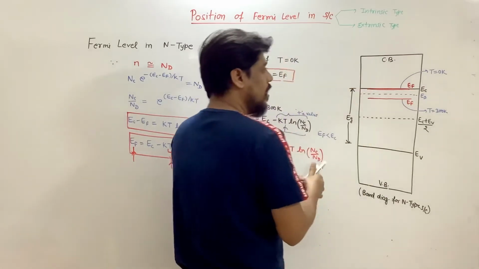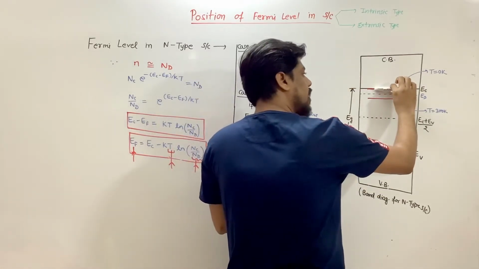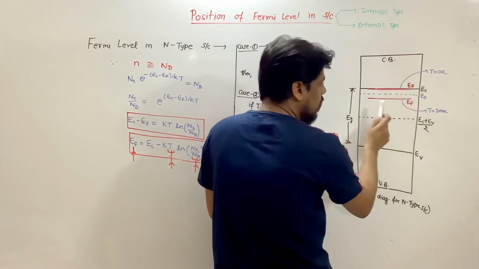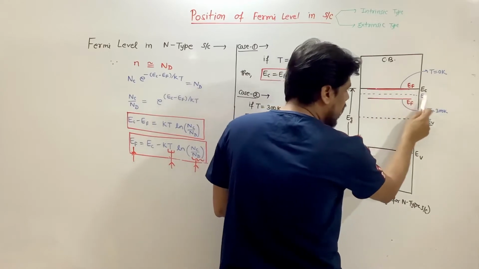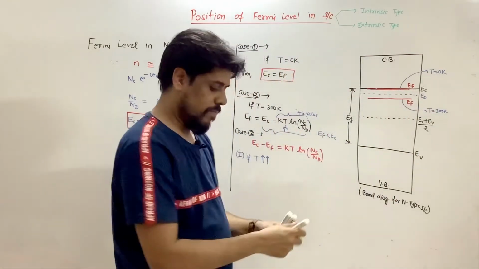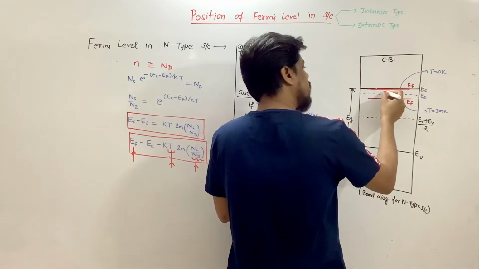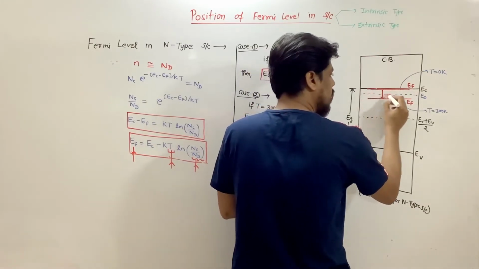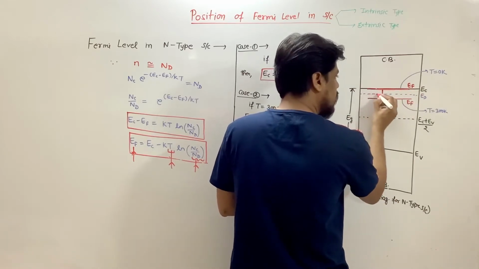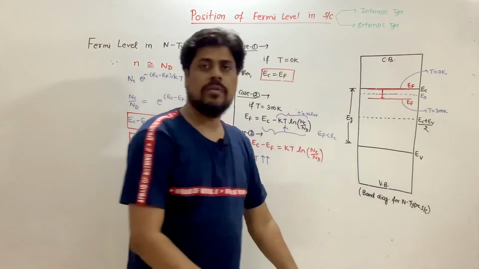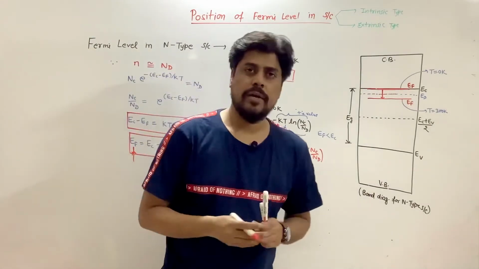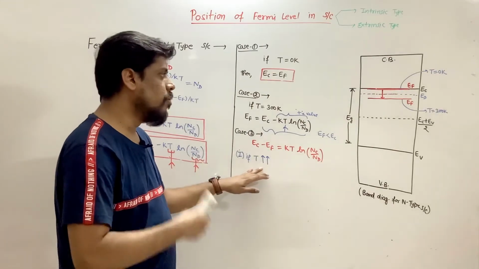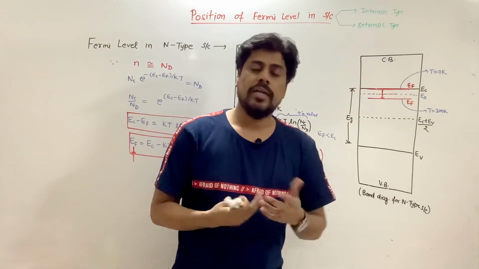So between 0 Kelvin and 300 Kelvin, at a particular intermediate temperature, the Fermi energy also coincides with the donor energy level. On increasing temperature, when it is going downward, at a particular temperature it also coincides with Ed. Remember this, a very important point. Case number 3: if we increase temperature more and more, that is more than 300 Kelvin, then what happens?